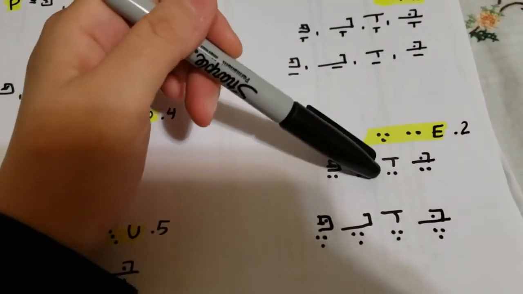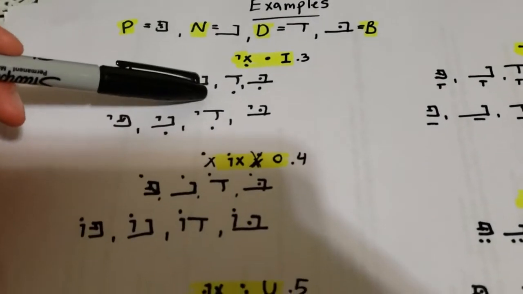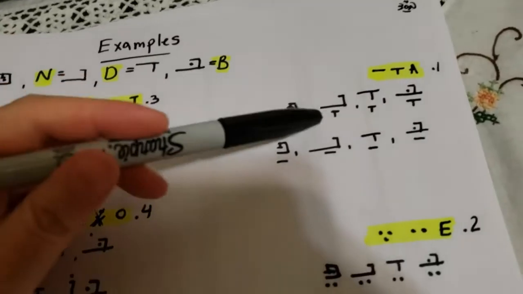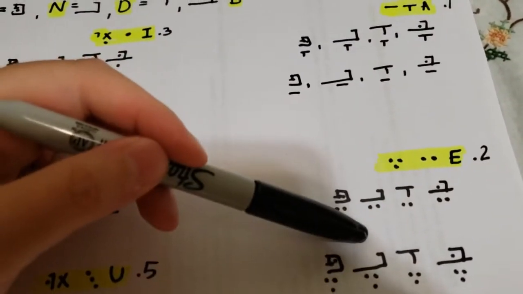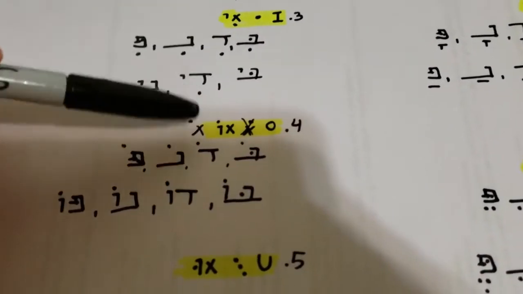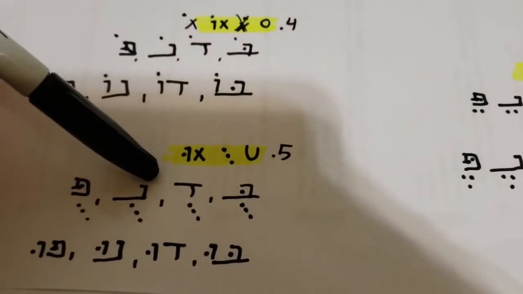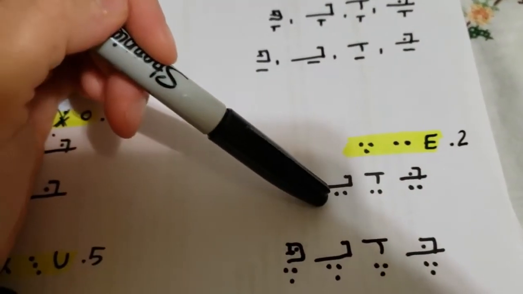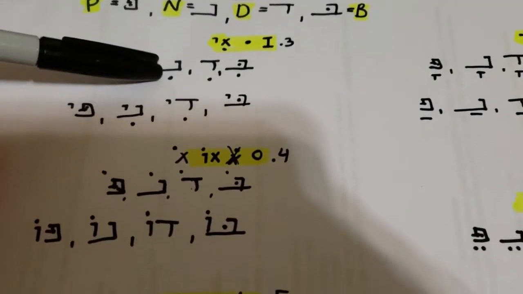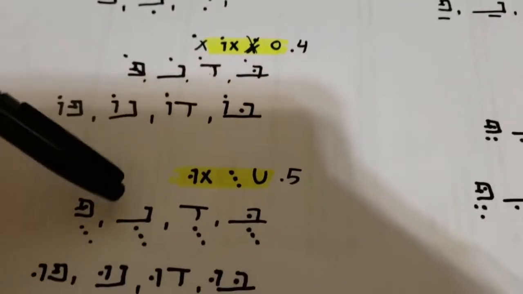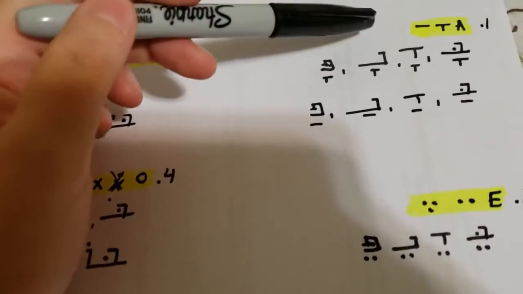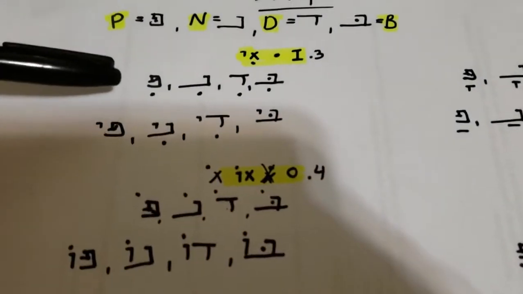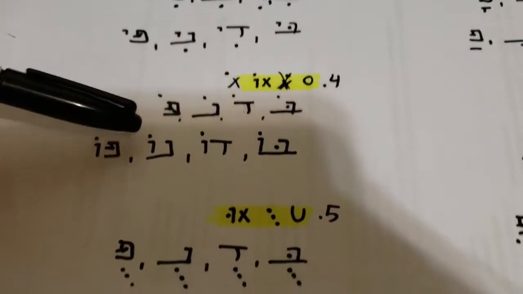So quick recap. Ba, be, bi, bo, bu. And then daled, da, de, di, do, du. And then nun, na, ne, ni, no, nu. And lastly, pei is pa, pe, pi, po, pu.